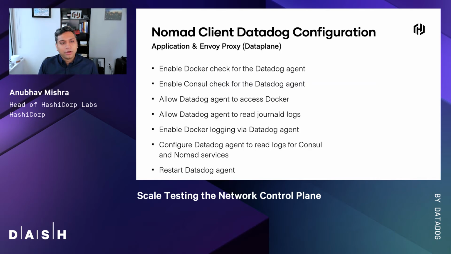All right. Now talking about the Nomad client, and this will have a lot of interesting steps, and that's just because it was actually running the workload, the containers, using Docker, and then running the console agent as well on it. So what we did is enable the Datadog check for Datadog agent, enable the console check for the Datadog agent, allowed Datadog agent to access Docker, allowed Datadog agent to read journal logs, enable Docker logging via the Datadog agent, and then configure Datadog agent to read logs for Consul and Nomad services, which are the processes running on the system, and then restart the Datadog agent.